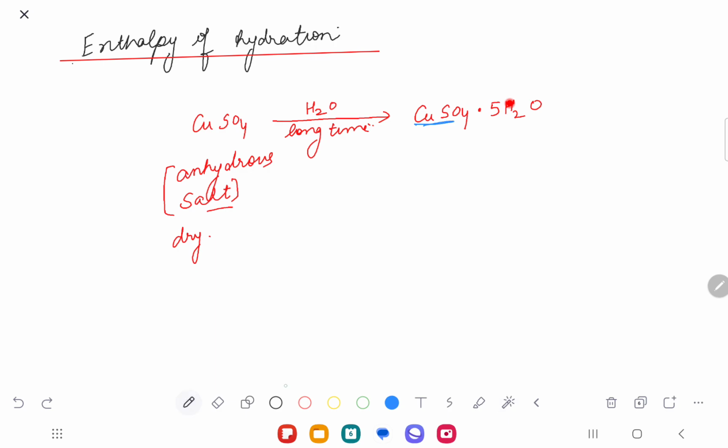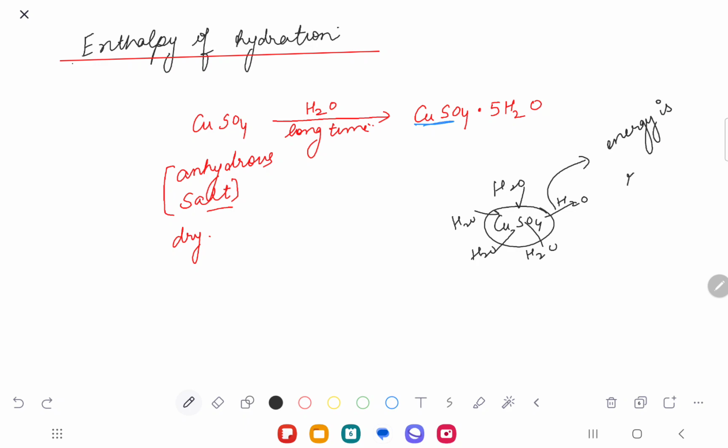So this surrounding of a copper sulfate molecule with water is not a normal bond, right? This is actually a sort of coordinate bond, a very strong bond. And you know that whenever a bond is formed, energy is released. Are you understanding my point? Whenever a bond is formed, energy is released. That's very, very important to understand.